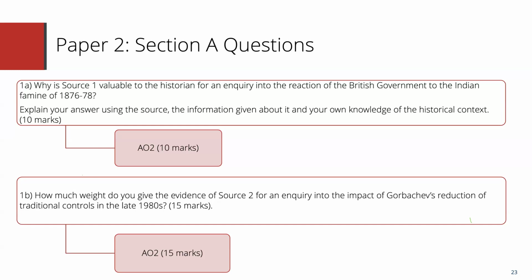Okay. So how much weight do you give the evidence of source 2 for an inquiry into the impact of Gorbachev's reductions to traditional controls in the late 1880s? And again, you've got four strands here. Have a quick look over this one and then do exactly the same: write in quickly what you think the level would be for this response.